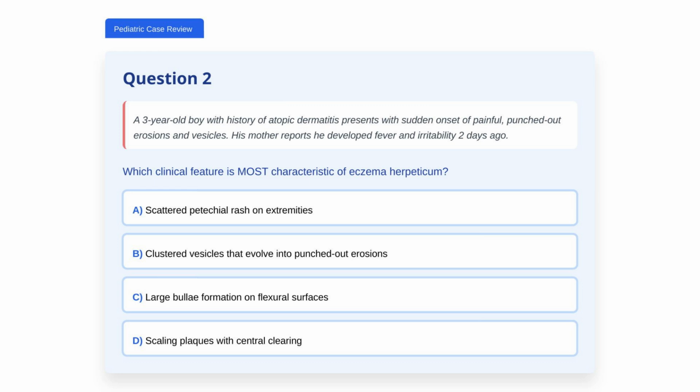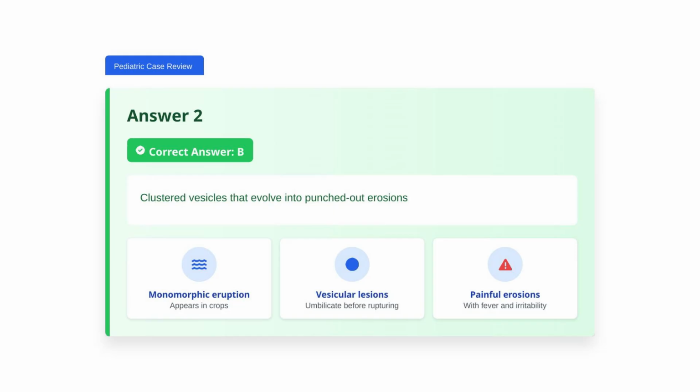A 3-year-old boy with a history of atopic dermatitis presents with sudden onset of painful, punched-out erosions and vesicles. His mother reports he developed fever and irritability 2 days ago. Which clinical feature is most characteristic of eczema herpeticum? Is it scattered petechial rash on extremities, clustered vesicles that evolve into punched-out erosions, large bulla formation on flexural surfaces, or scaling plaques with central clearing? The correct answer is B.